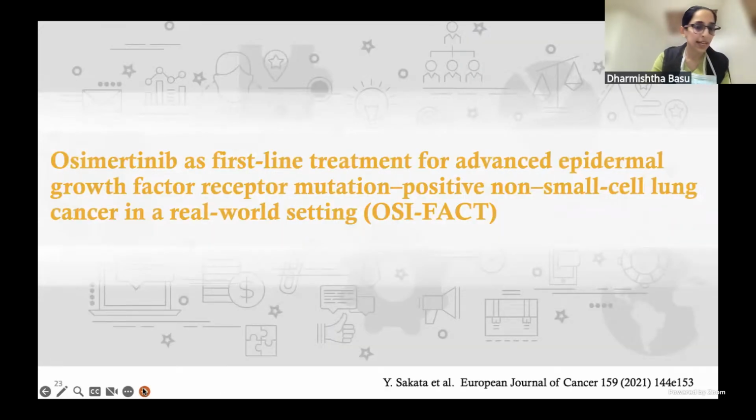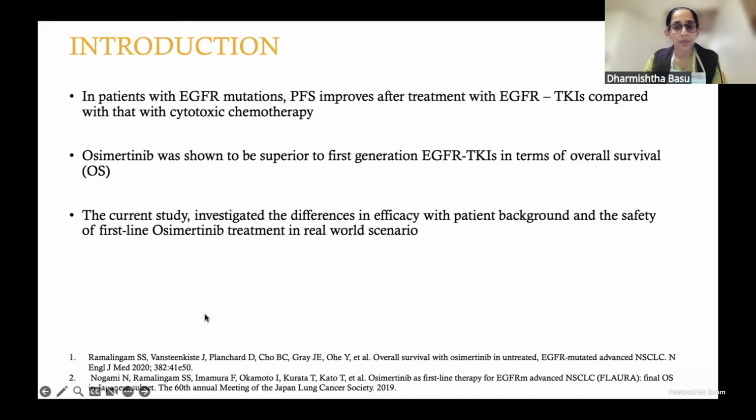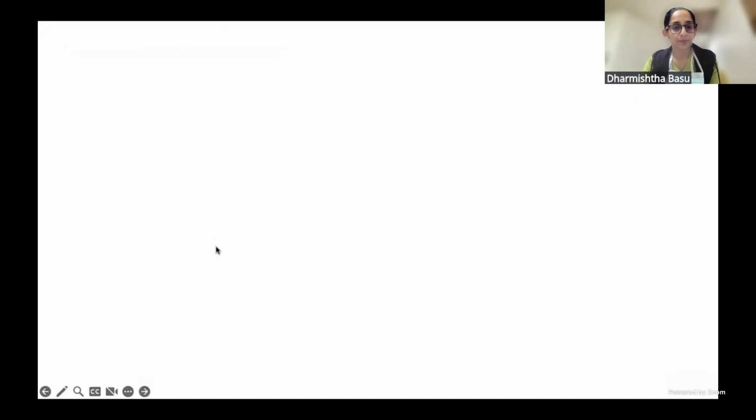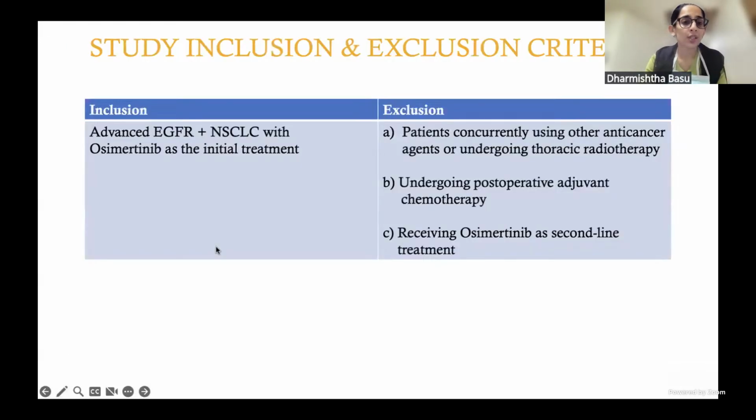Coming to the next study in line, which is osimertinib as first-line treatment for advanced EGFR mutant non-small cell lung cancer in the real-world setting, OSI-FACT. So this is the data that we already know. This current study investigated the difference in efficacy with patient background and the safety of first-line osimertinib treatment in the real-world scenario. The inclusion criteria for the study was advanced EGFR mutant NSCLC with osimertinib as the initial treatment. Patients concurrently using other anti-cancer agents or undergoing thoracic radiotherapy, undergoing post-operative adjuvant chemotherapy, or receiving osimertinib as second line were excluded.